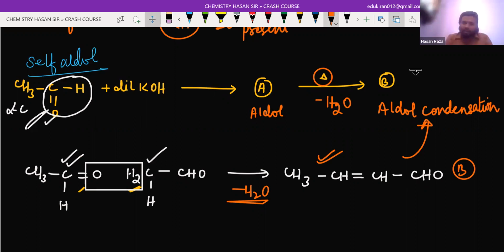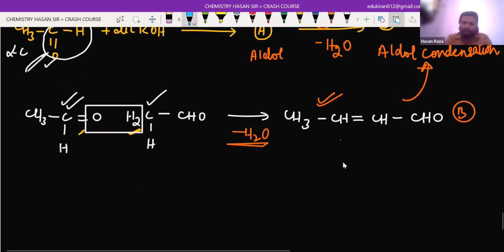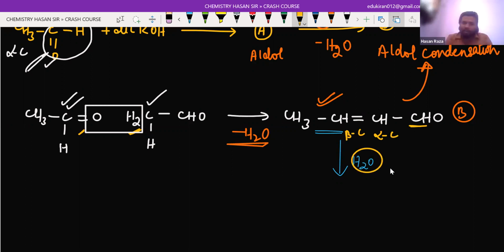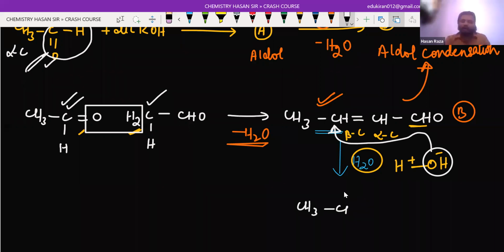So where is A? You can get A so easily. Since you get this product by removing water, you need to add water. And how are you going to do that? It's very simple. This is your main functional group, so this will be your alpha carbon, and this will be your beta carbon. H2O has two components, H plus and OH minus. So always add this OH minus to the beta carbon. If you are going to add something, you have to break the double bond. So it will be OH here, and then add H to the alpha carbon. Simple, you got it. This will be your A product, which is aldol.